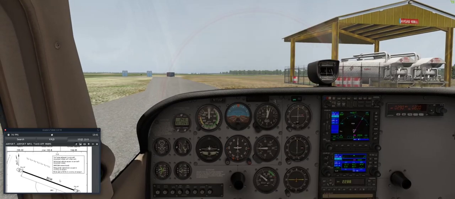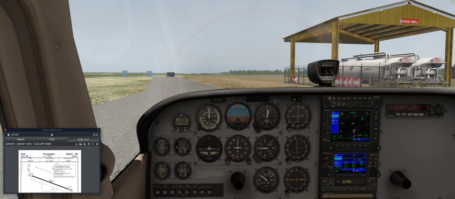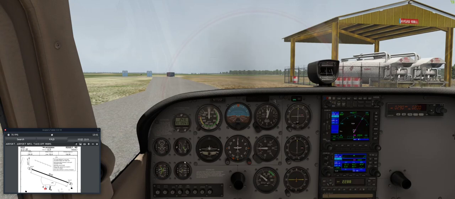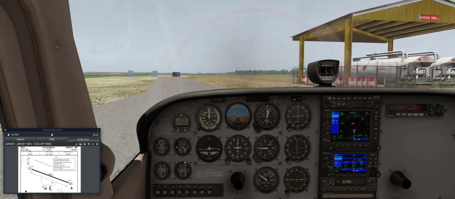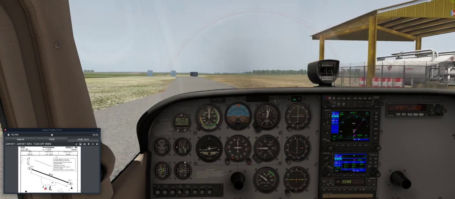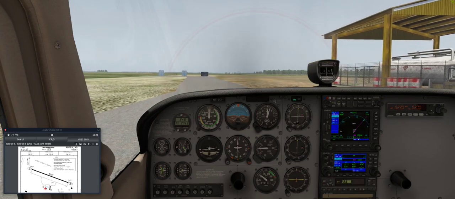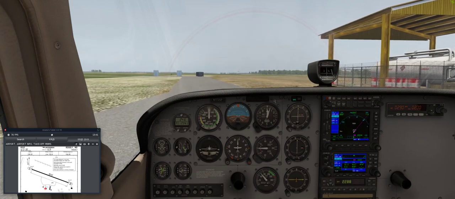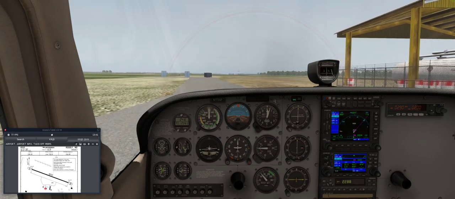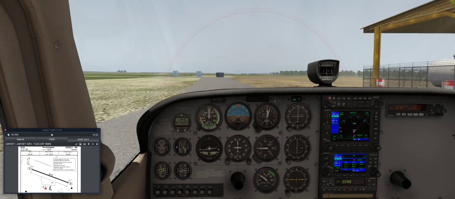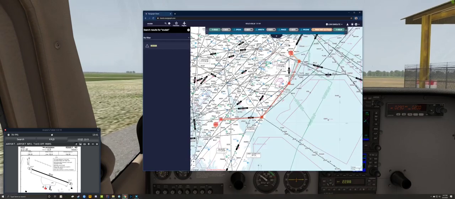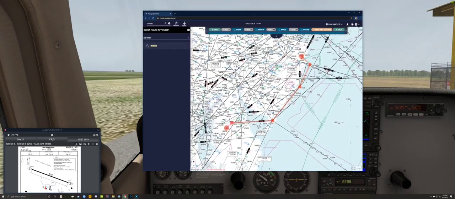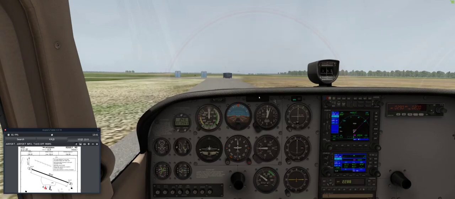Alright, Aviator's Tablet is something I use, and I can't recommend it highly enough, especially if you have a Navigraph subscription. It lets you pull up your Navigraph charts from inside of X-Plane, so you don't have to keep alt-tabbing back and forth to something external like I do when I want to use their web-based chart.